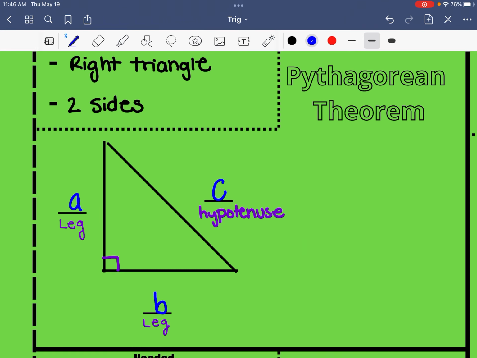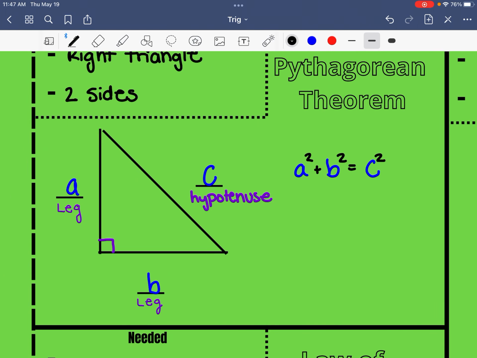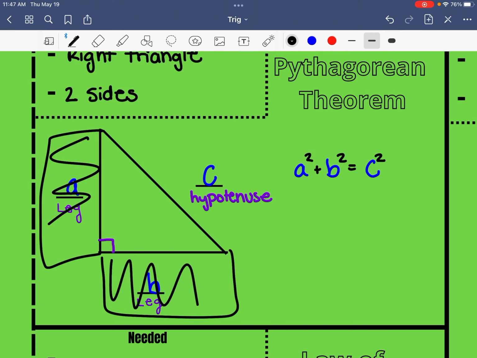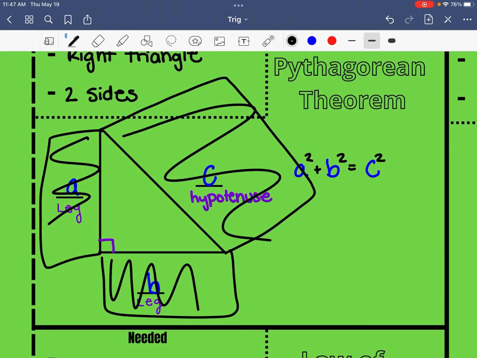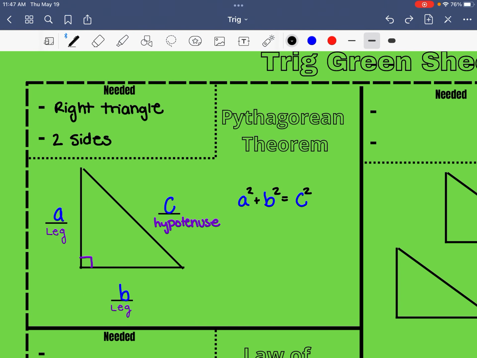Now, there's an equation that ties in all of these sides together, and that is that A squared plus B squared equals C squared. Now, this next part, don't draw this, but basically this formula is saying that if I were to make a square on this side and on this side, and I were to add up all of its space, that space would be the exact same as this square, okay? And that's how we get the formula. So we're going to be using this formula to solve different problems.